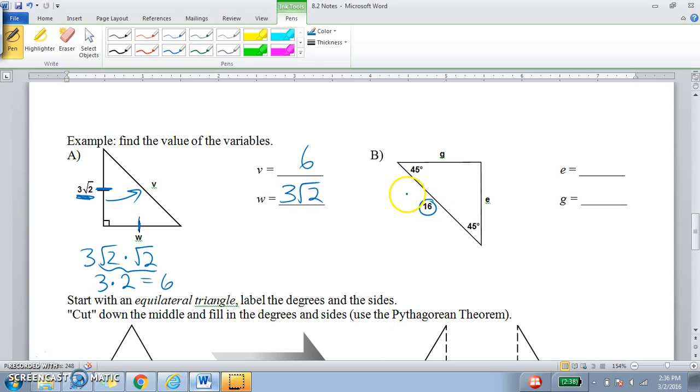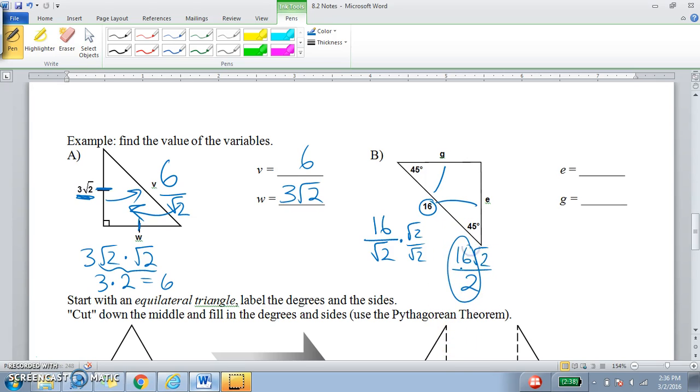This one. So going backwards, if I had this 6 and I needed to find this, like we said on the last page, I would now divide by root 2 to get that. So we're going to do that here. 16 divided by root 2 is going to give us g and e. So 16 divided by root 2, we have to get rid of the root on the bottom. So we multiply by root 2 over root 2. That gives us 16 root 2 over 2. 16 over 2 reduces to 8. So each of these pieces is 8 root 2.